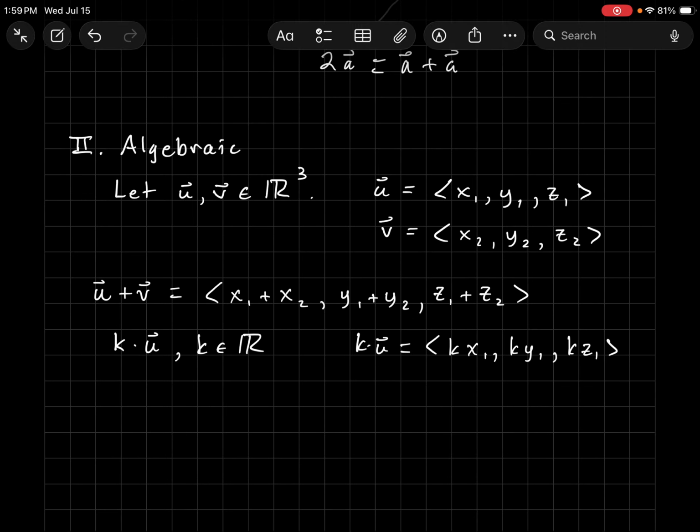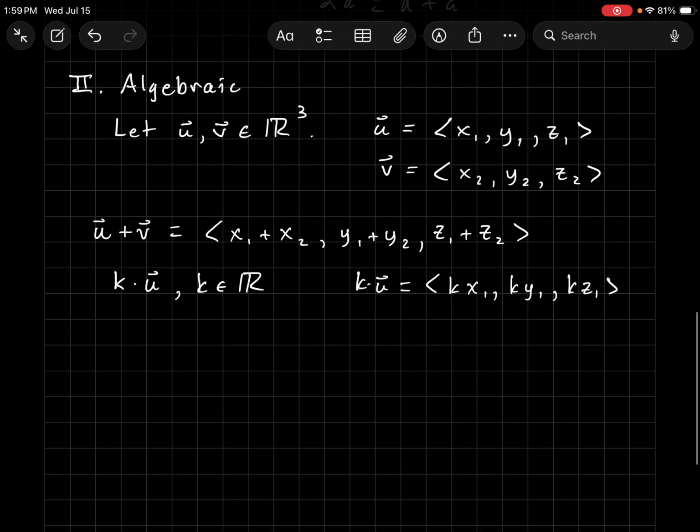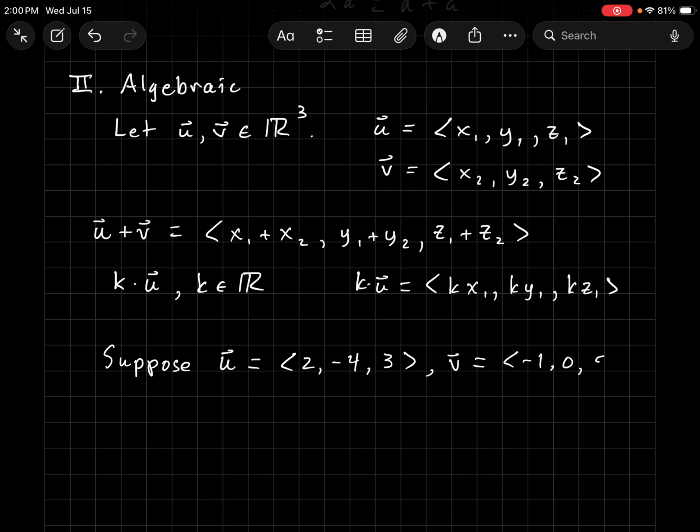Let's do a specific example. Let's get out of the general case. So suppose that u is the vector <2, -4, 3>, and v will be the vector, say, <-1, 0, 5>.